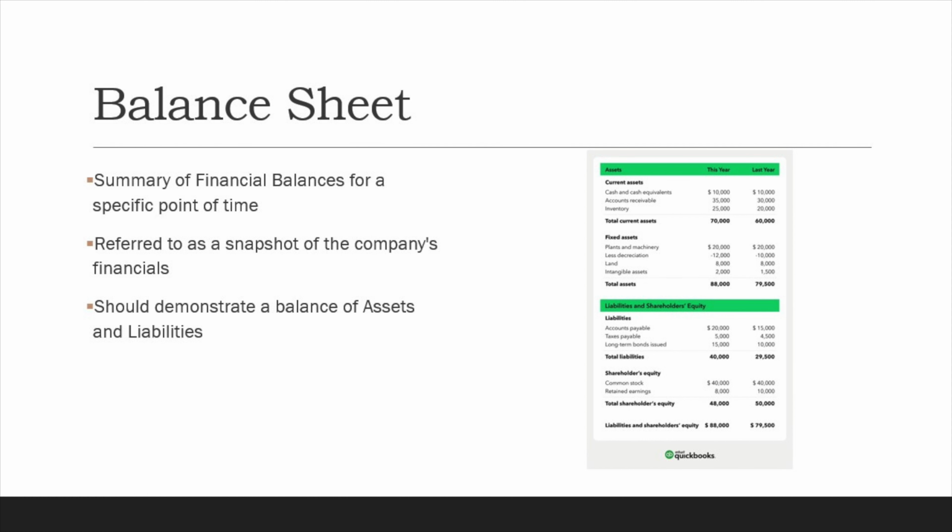The balance sheet is a statement with the summary of the financial balances for a specific point in time. It should demonstrate a balance of a company's assets and liabilities. The income statement is, again, a summary of revenues and expenses over a period of time, while the balance sheet is considered a snapshot of a specified time reporting the assets, liabilities, and equity. This is often done at the end of the period used for the income statement. The profits captured on the income statement will be added to the equity as retained earnings on the balance sheet.